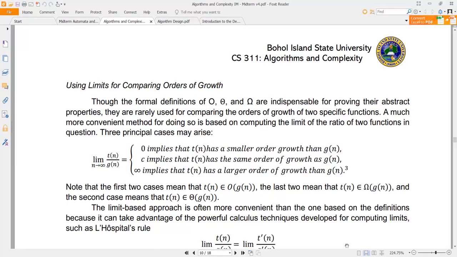Hi everyone, in this video I will discuss how to compare orders of growth of functions using limits. So in the previous section, there are formal definitions of big O, big theta, and big omega, and you can use that to prove if one function is an element of the big O, big theta, or big omega of another function.